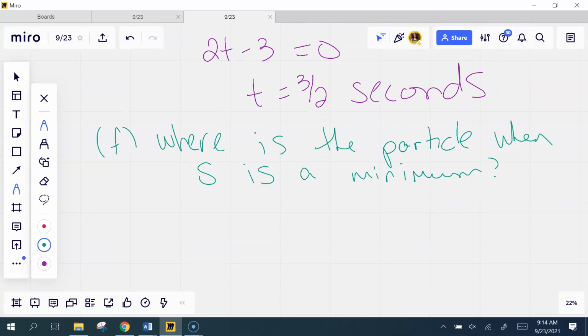Where is the particle when S is a minimum? If it's 3/2, where is it? So now I'm not talking about when is it, I'm talking about where is it. So I need to plug it into which formula for t? If I'm talking about where, into the position, the original. So I'm looking for S of 3/2.